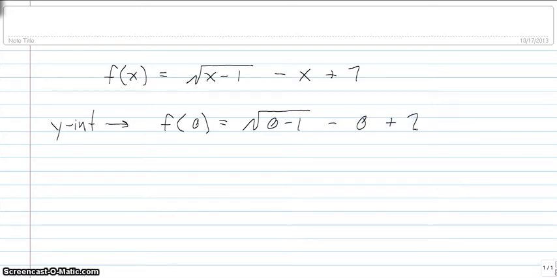And we can see that when we try to find the y-intercept, we get a problem because we end up with a negative number under the square root. And so that ends up being a complex number. And since we can't have complex intercepts, that means there is no y-intercept.